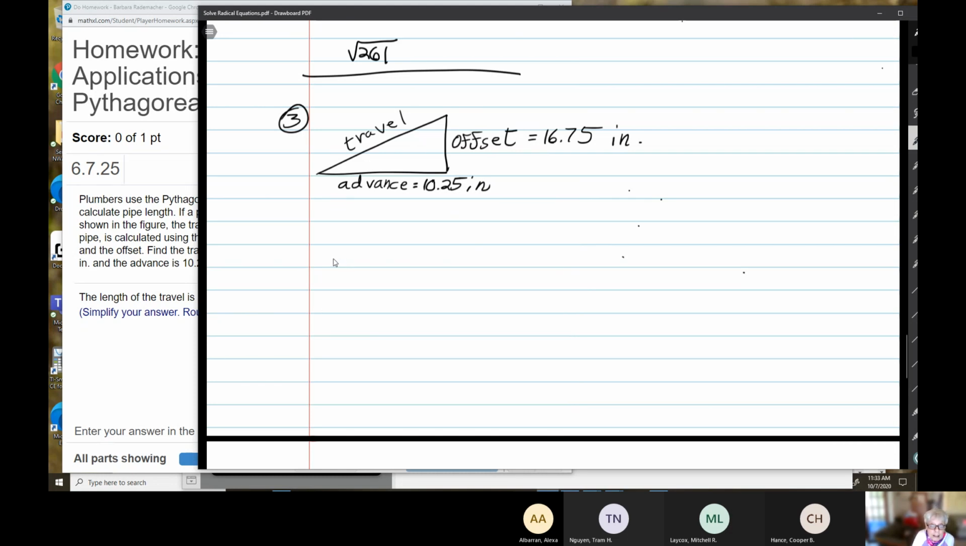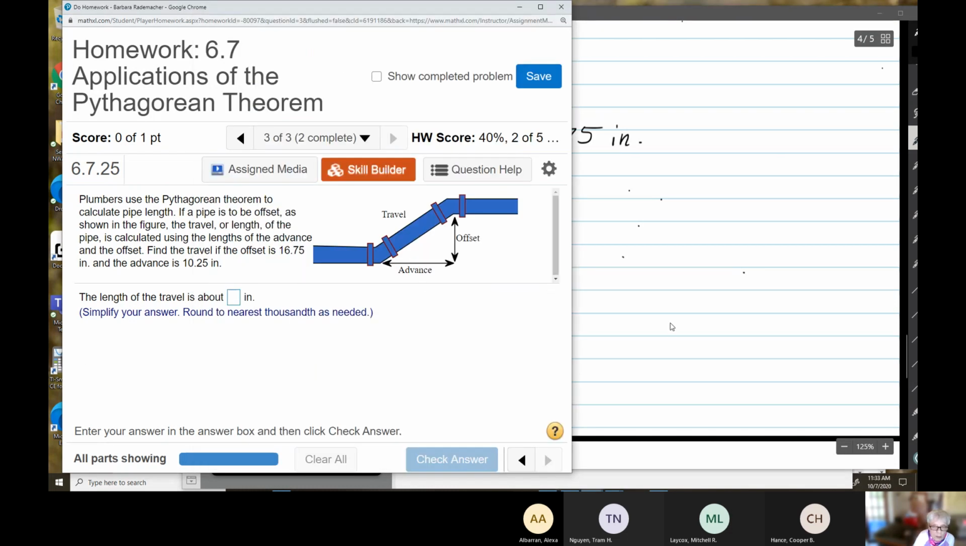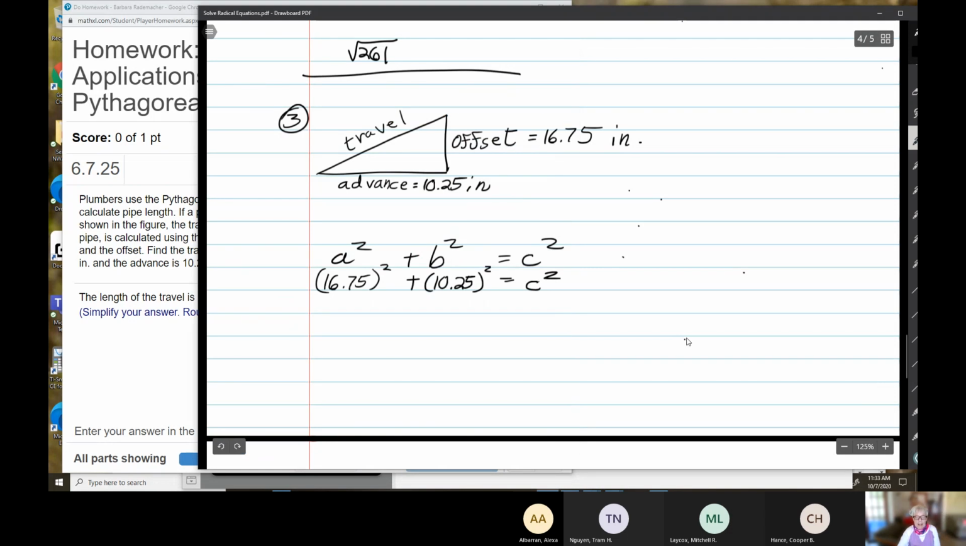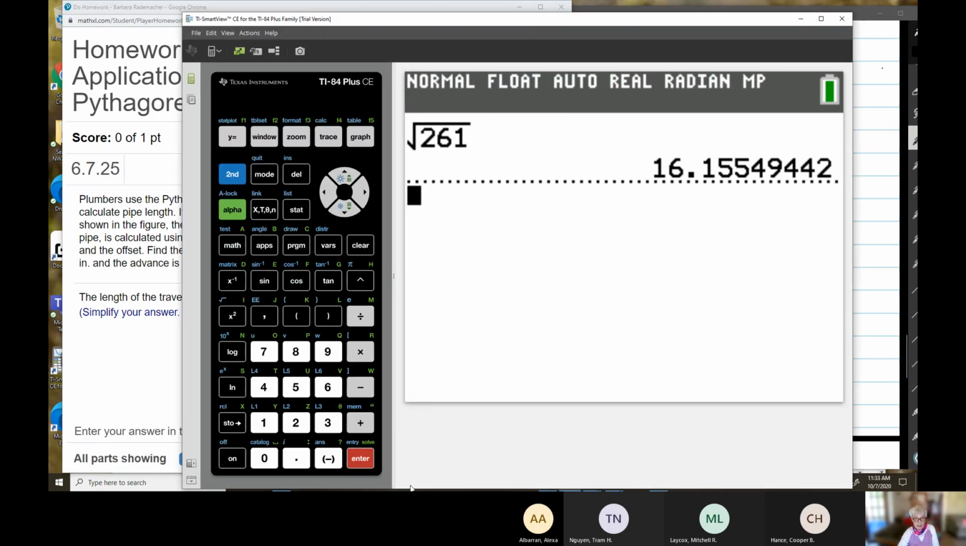Let's see. A squared plus B squared equals C squared. 16.75 squared plus 10.25 squared equals C squared. Let's make sure I got that right. Okay. Now, we're going to leave it up to the calculator. Have fun, calculator.